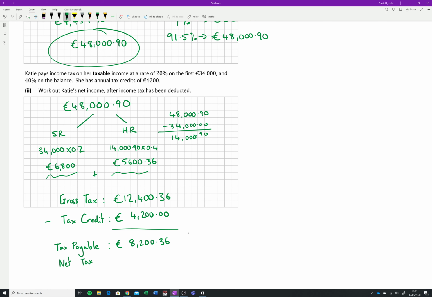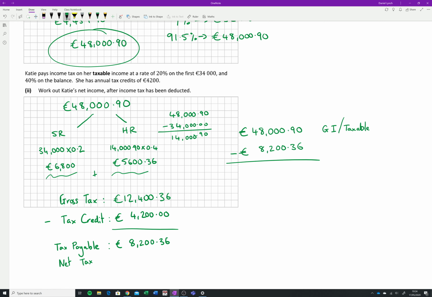Okay, work out Katie's net income after, so that wasn't what they said. So this is your actual tax. Okay, so net income was this. She started with 48,000. I know that she actually started with more than that, but we were told to ignore that because some of it went on her pension. So we'll say that this is her taxable income minus the actual tax that she has to pay, which is 8,236 cents. So this was like her gross income, but it wasn't really. They call it her taxable income.